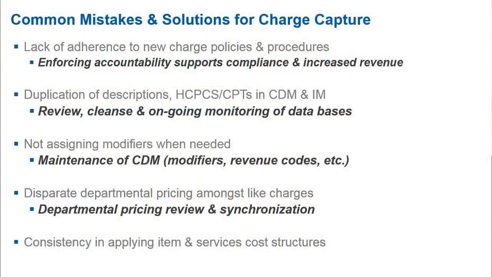We talked a little bit about the departmental pricing concerns, whether or not you have disparate pricing, disparate descriptions from different departments for like items. You want to, again, go through that. That comes out as part of your synchronization process when you're comparing your data, your item master to your charge master, and you want to make sure that those pricing policies have been reviewed, have been synchronized, and are alike throughout your organization.